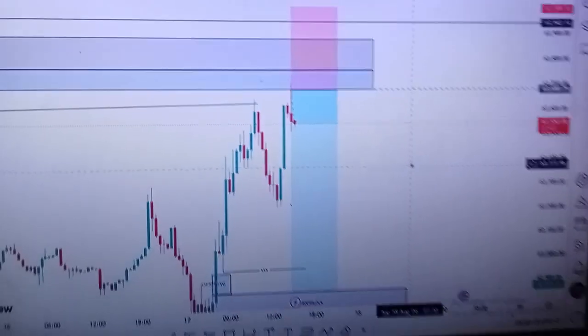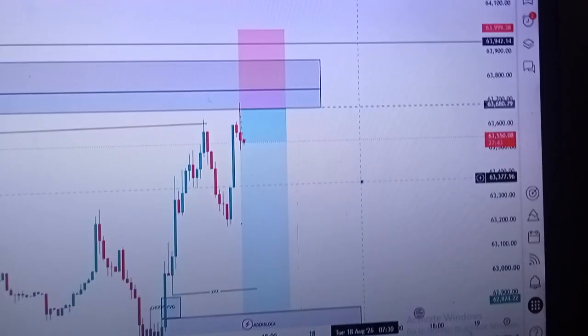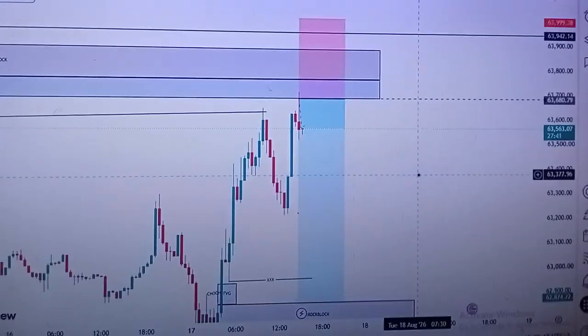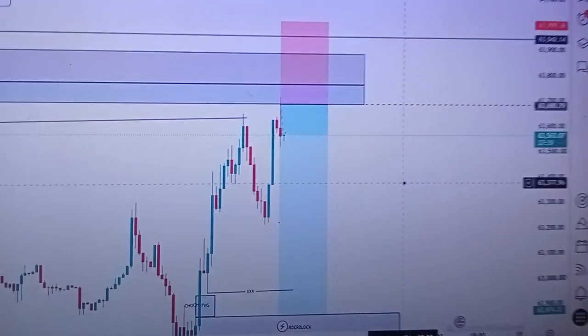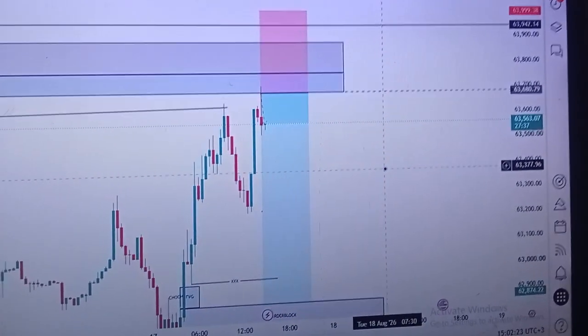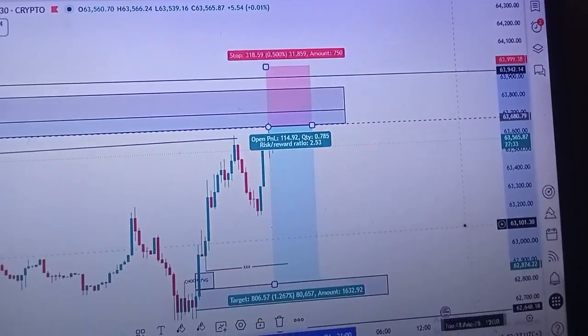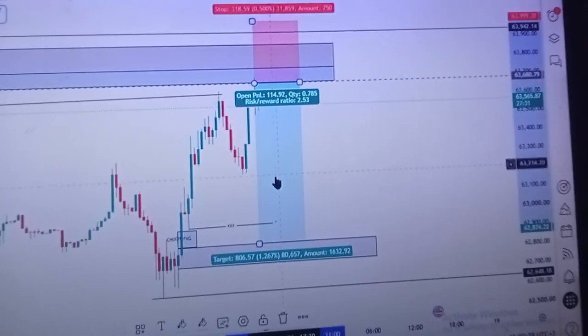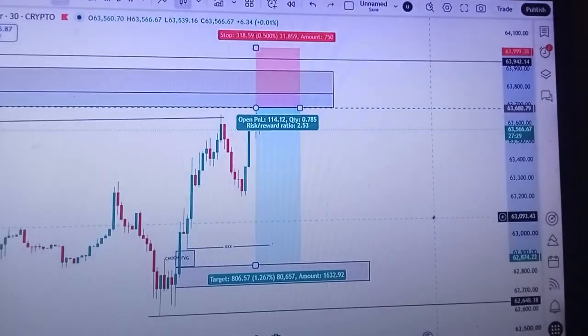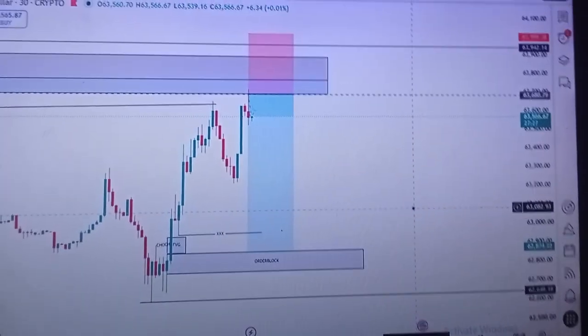I've been noticing lately that these trades just hit FVG and reverse. So yeah, that's why I took it at that point. And yeah, this is it. I'm just gonna keep holding this trade, see what's gonna go on. So I'll keep you guys posted as well.